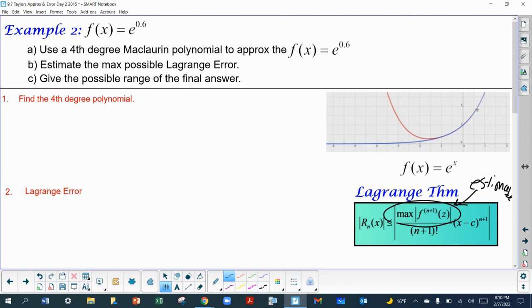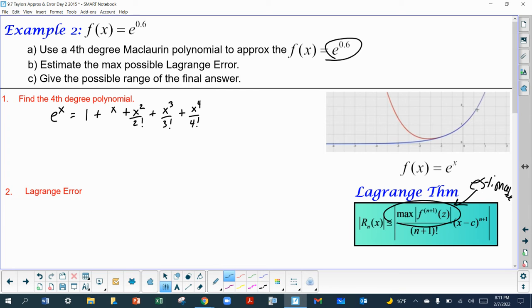Find the fourth degree polynomial. So first thing we're going to do, we want to estimate e to the 0.6. Well, first off, e to the x is the series 1 plus x plus x squared over 2 factorial plus x cubed over 3 factorial plus x to the fourth over 4 factorial.